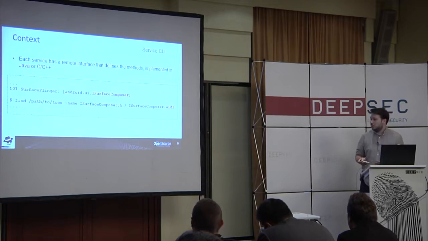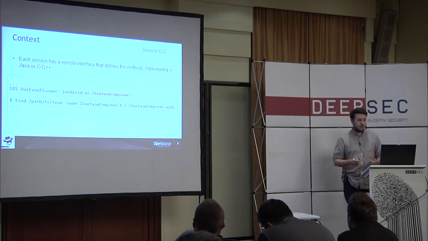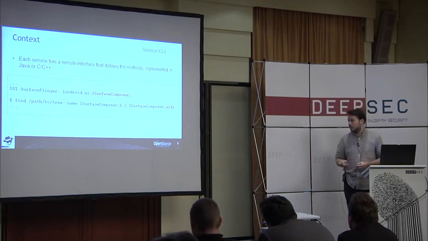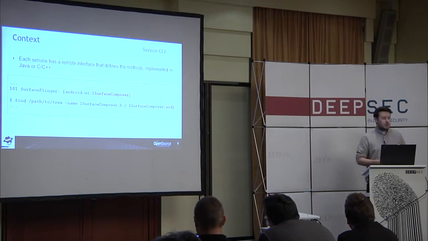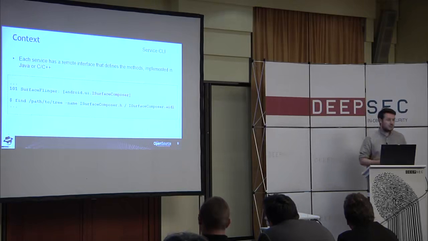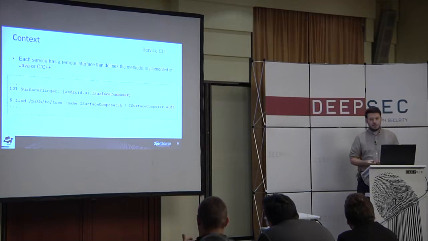And for this, we need to have access to an Android tree. We try to find it based on the name of the remote interface. We search it by either .h or .cpp, or by its Java equivalent. And as I said, it is possible that some system services may have both Java interfaces and native ones.